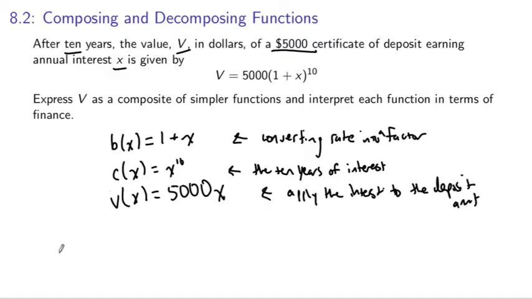And then we can write, sorry, maybe I shouldn't use a v here. Let's call this d of x. Then we can write that the value, v of x, is d of c of b of x. And there's no reason why we can't compose twice.